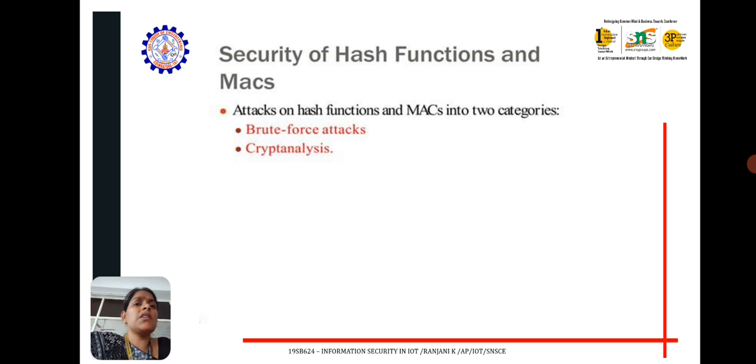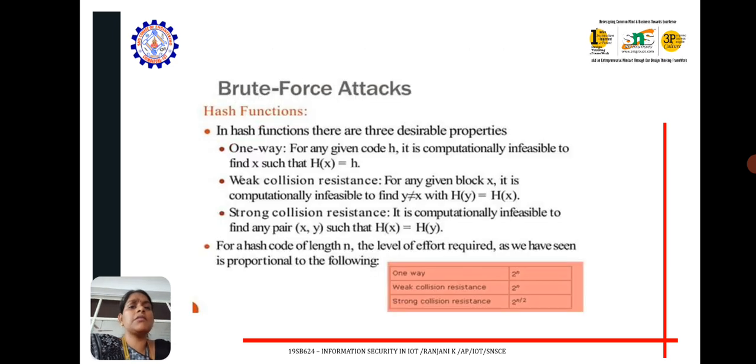Attacks on hash functions and MACs are basically of two categories: brute force attack and cryptanalysis. Let us see the brute force attack in detail. In a hash function there are three desirable properties. The first is one way: for any given code h, it is computationally infeasible to find x such that H of x equals h. Second is weak collision resistance: for any given block x, it is computationally infeasible to find y not equal to x with the same hash. The last is strong collision resistance: it is computationally infeasible to find any pair x, y with the same hash.